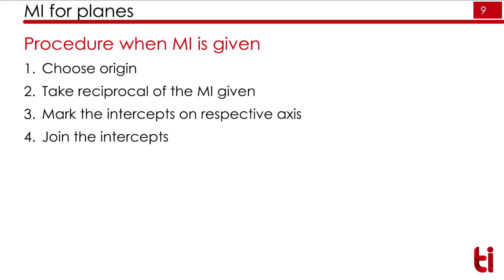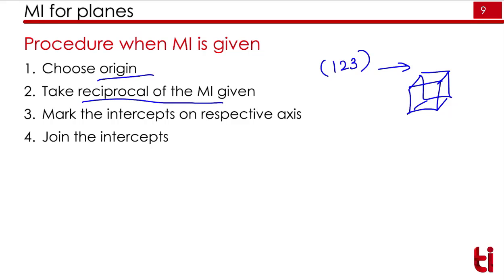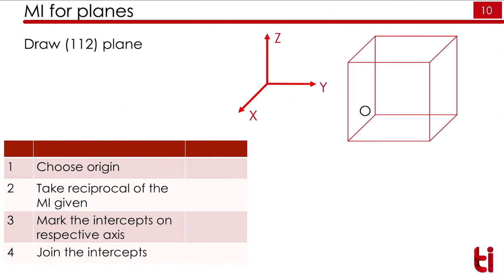Now, if the Miller indices is given and you have to draw the plane, for example, you have given 1, 2, 3 Miller indices, and you have to draw the plane inside a unit cell. For that, the procedure is given here. First, you have to choose the origin, then you have to mark reciprocals and then intercepts, and then you have to join these intercepts. So example is, you have to draw (1 1 2) plane.